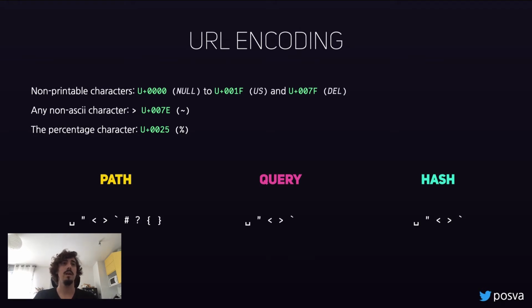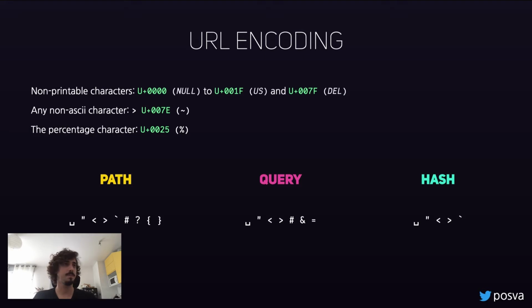And on the query, you have the exact same as hash, except that you can remove the backtick, it's not needed. And then you have the hash for the same reasons, and the ampersand and the equal sign, because you want to use them to separate queries and values. And I forgot to say, but the curly braces on path as well have been reserved just in case for a new syntax.